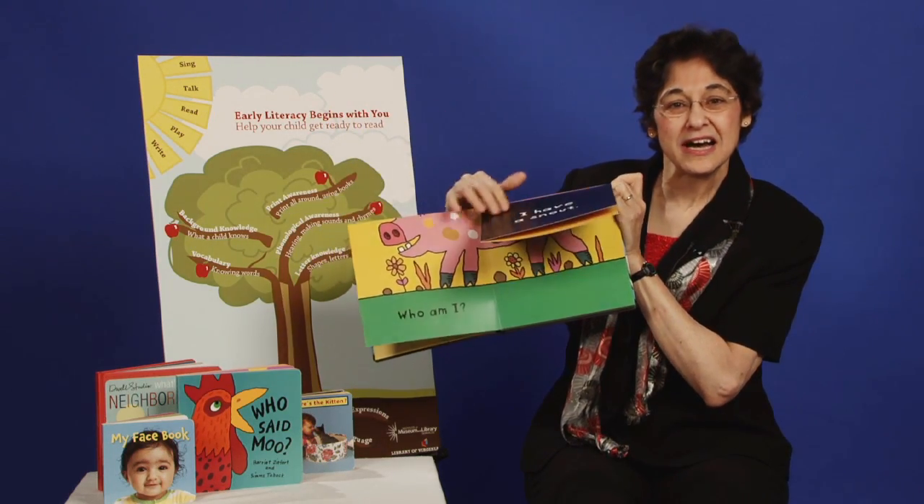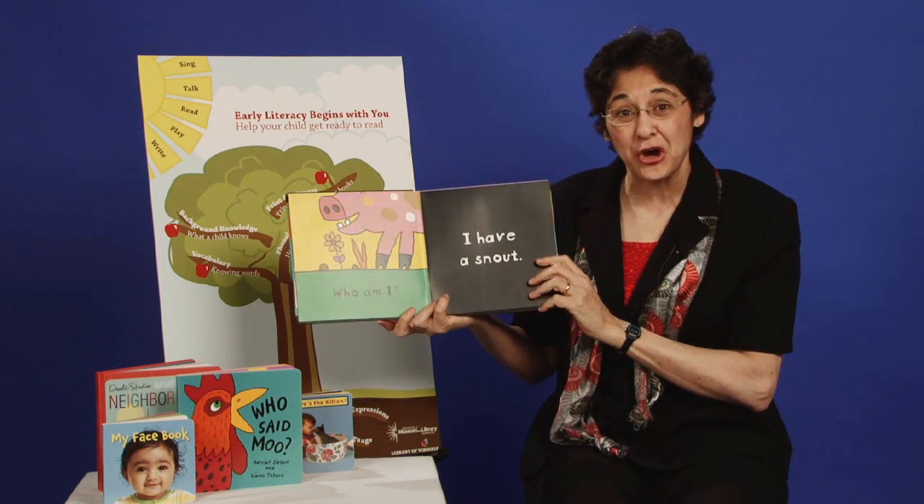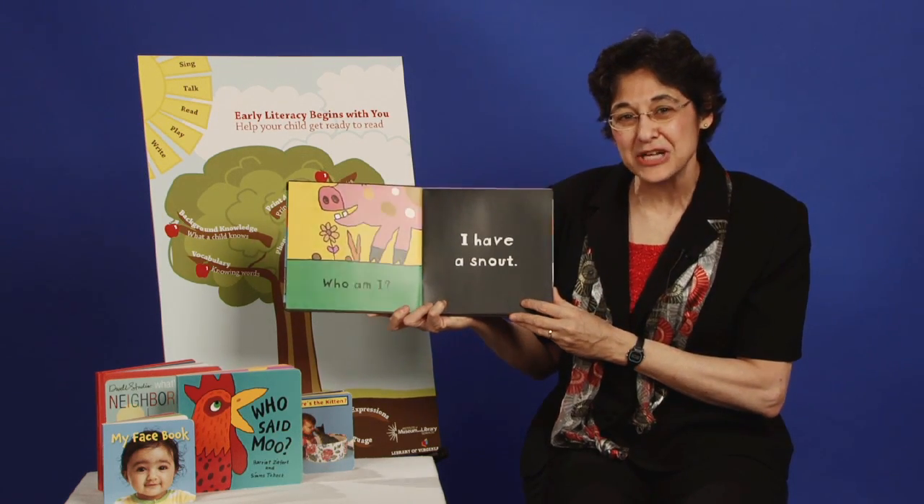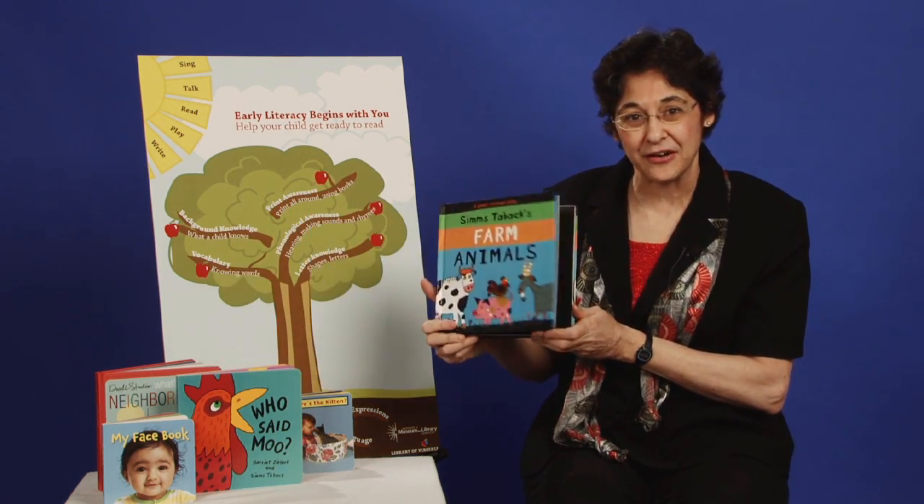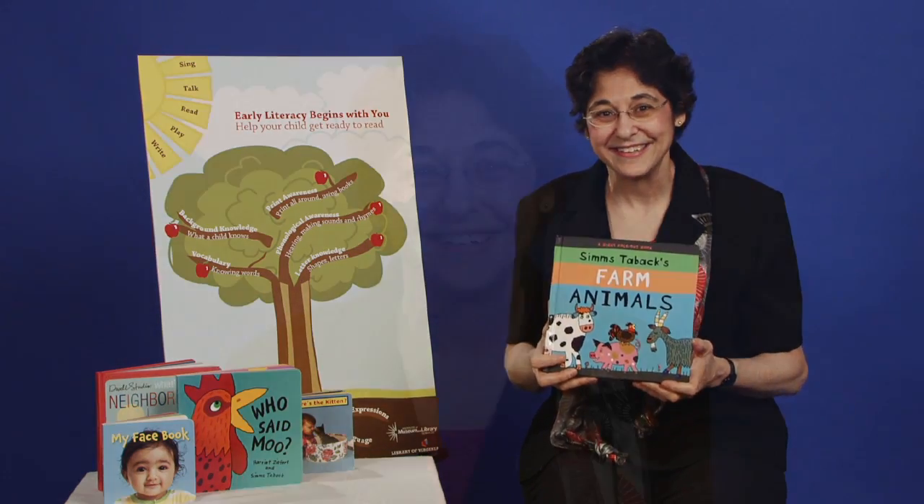Adults, when you explain a word like snout in terms of a word that a child already knows, that's one easy way to help develop their vocabulary, which will later help them understand what they read.